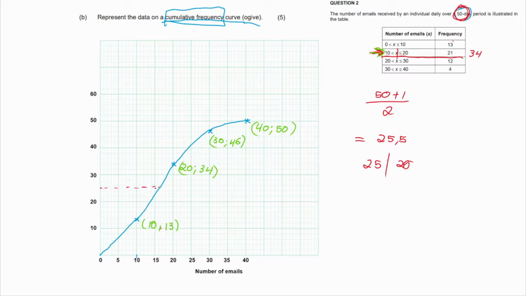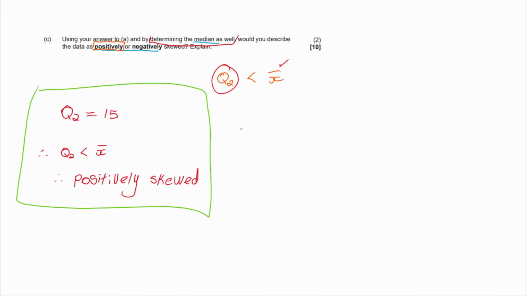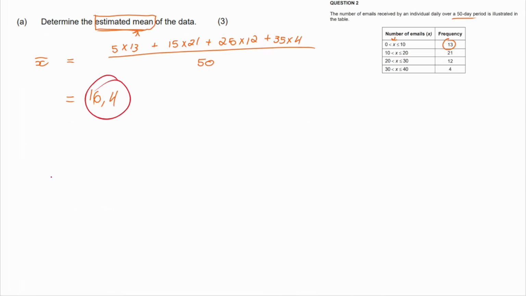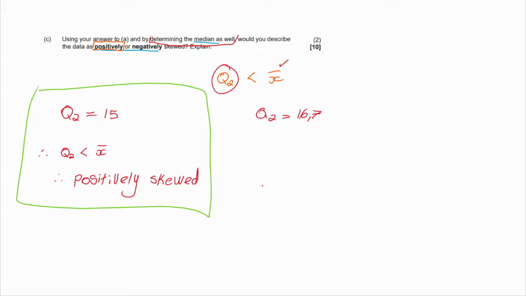So if I read off my median from here, I will find my median is over here. There's 16, there's 70, so it'll be 16 comma something. It looks like it's going to be 16,7 or 16,8. So if I read off of my ogive, I find the opposite of this. I find that Q2 is equal to 16,7, and remember our mean was 16,4. So I'm actually going to find negatively skewed.